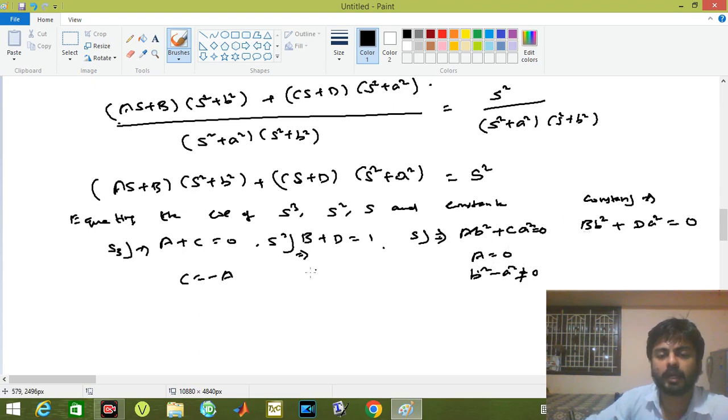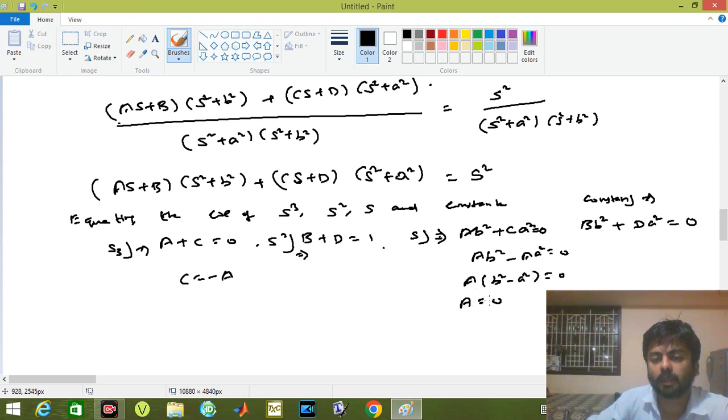So here you are having b equal to 1 minus b. See, I shall explain it step by step. Here you can say a times b square minus a square equal to 0. You can take a common, so b square minus a square equal to 0. So a equal to 0, which implies c equal to 0.